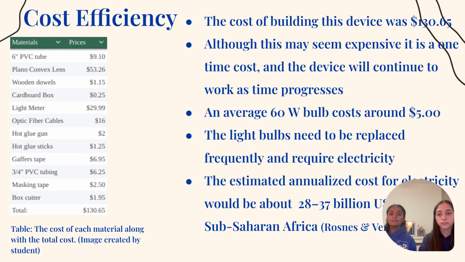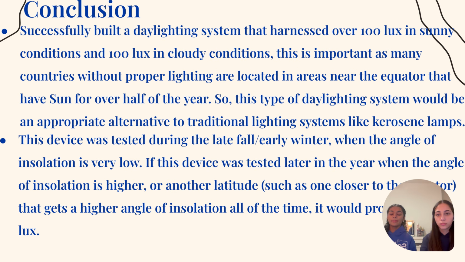The cost of building this device was $130.65. Although this may not seem inexpensive, it is a one-time cost, and the device will continue to work as time progresses. An average 60-watt light bulb costs around $5, needs to be replaced, and requires electricity. The estimated annualized cost for electricity would be about 28 to 37 billion USD in sub-Saharan Africa.